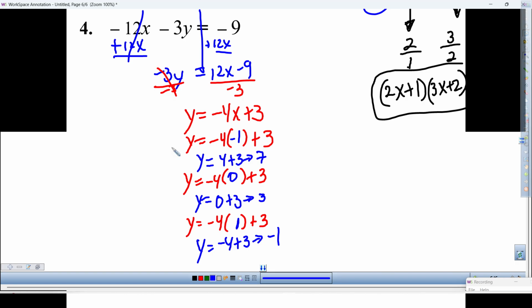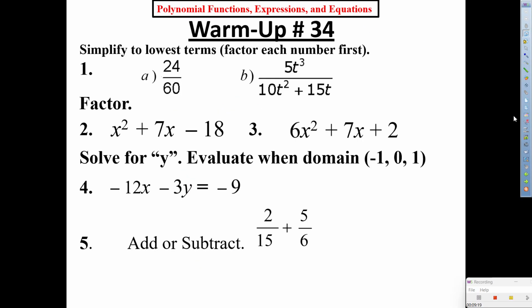Now, this is very similar to what we did, but we used what before? F of x. Is that correct? Same idea. All right. And number 5.